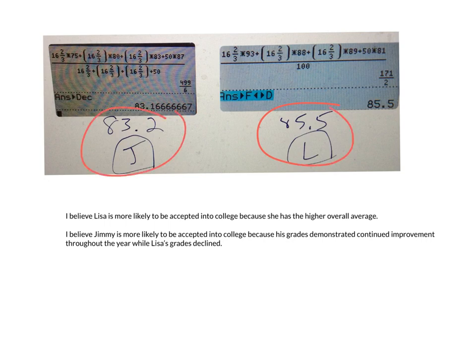Or you can make the argument and say, I believe Jimmy is more likely to be accepted into college because his grades demonstrated continued improvement. 75 first trimester, 80 second trimester, 83 third trimester, 87 on the final exam. Lisa, the opposite is true. 93 first trimester, 88 second trimester, went up a little bit third trimester, but then dropped on the final exam. Remember, with statistics, with numbers, you can make them say whatever you want them to say.